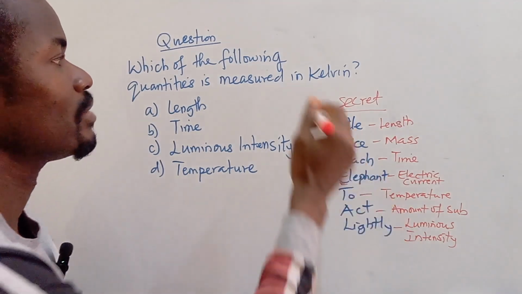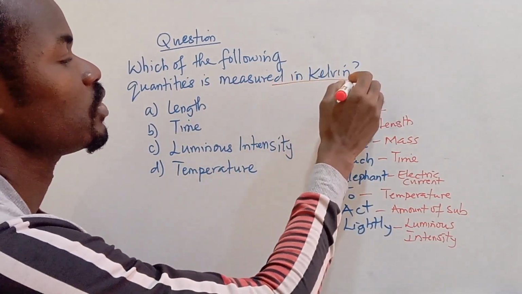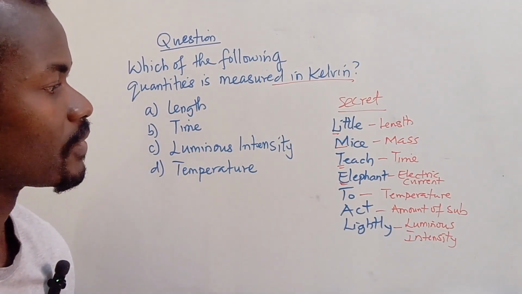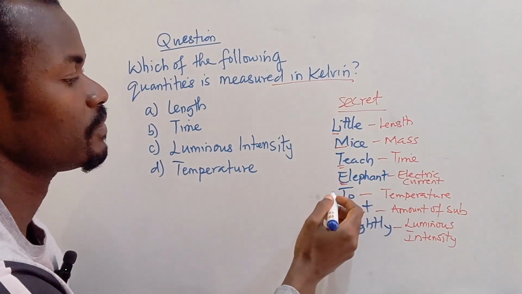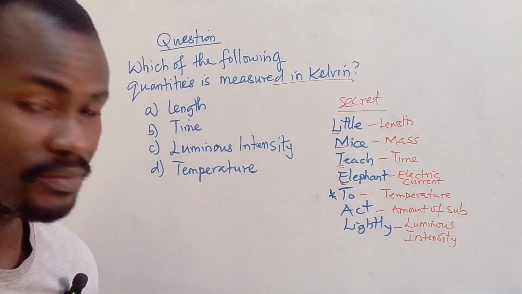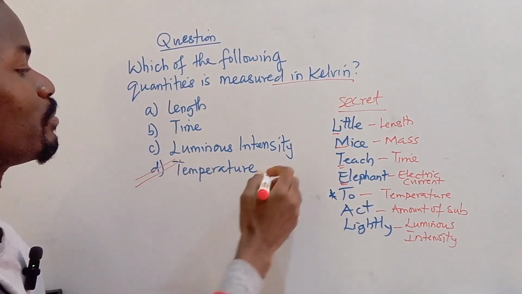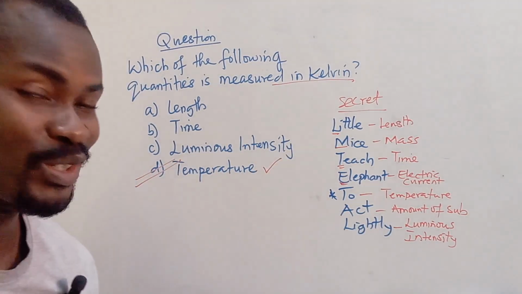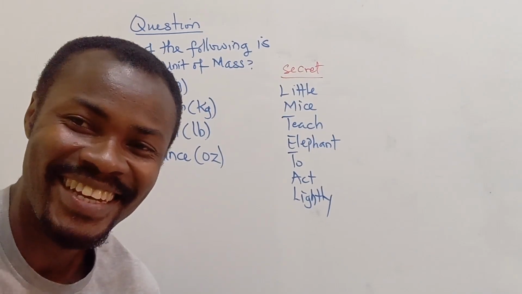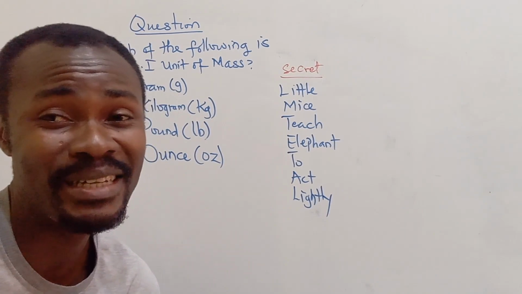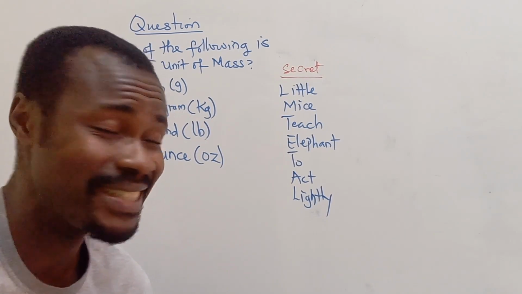And the question says, which of these quantities is measured in Kelvin? And we have temperature here, which is for Kelvin, and gives us the answer to this problem. So our correct option is temperature, which is B.